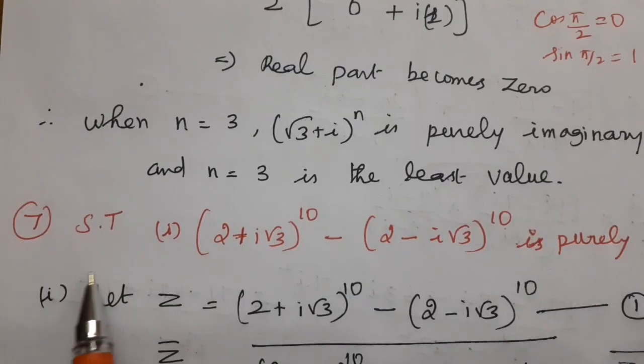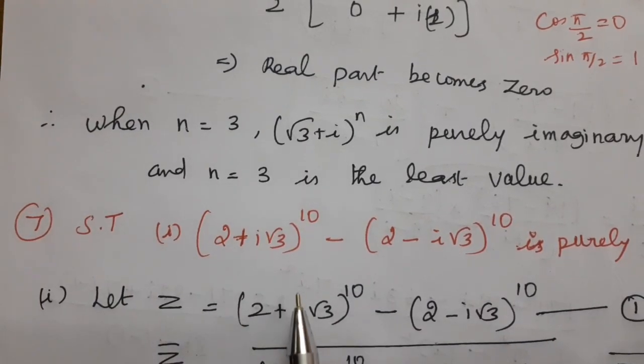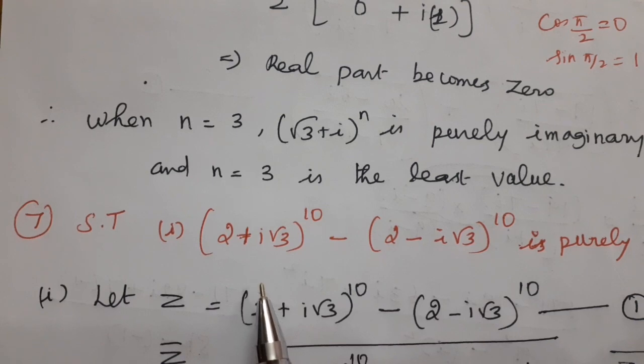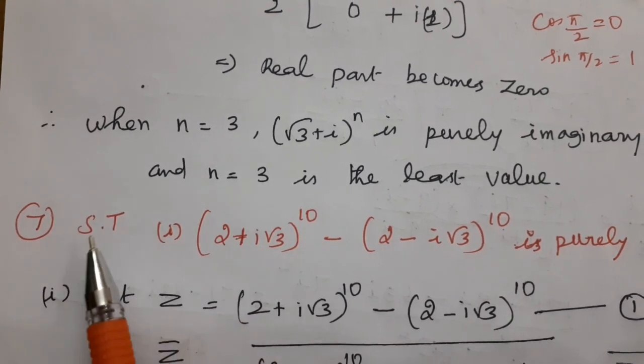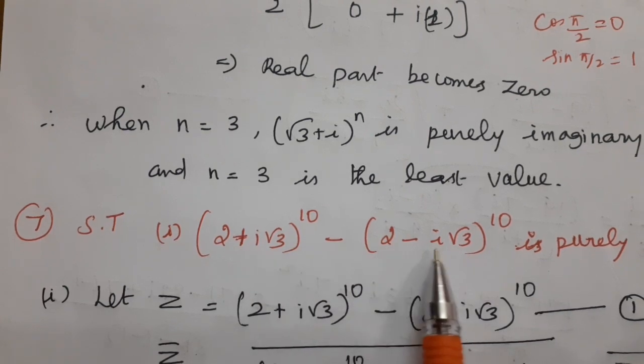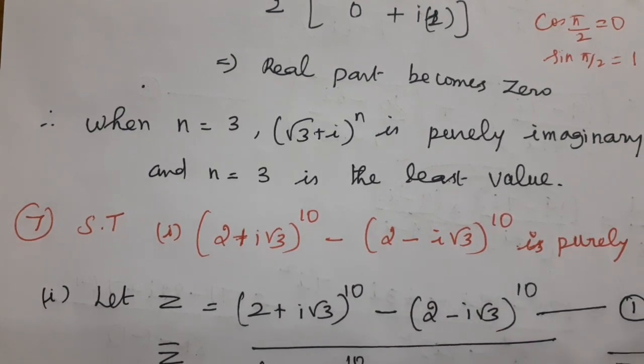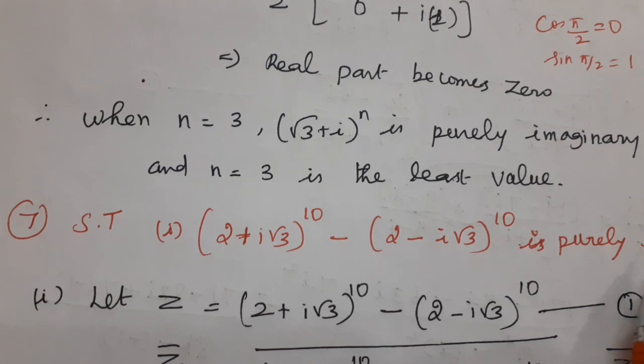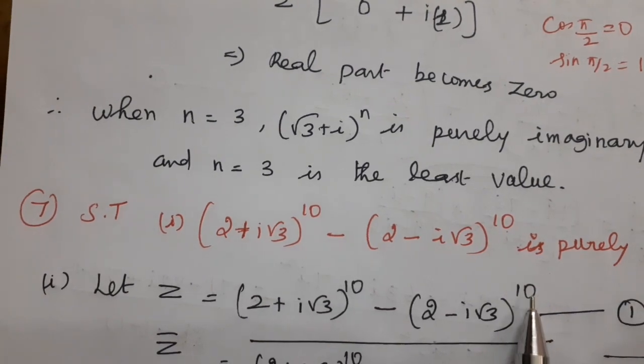Exercise number 2.4, question number 7. Show, using the property, that we are going to prove the result. First subdivision: 2 plus i root 3 whole power 10 minus 2 minus i root 3 whole power 10 is purely imaginary. We are going to prove that it is purely imaginary. So what is the result?